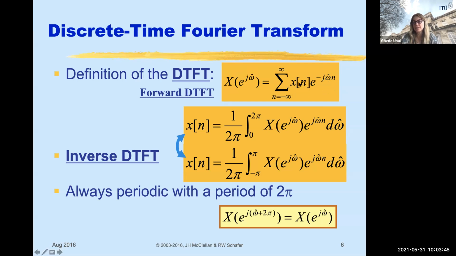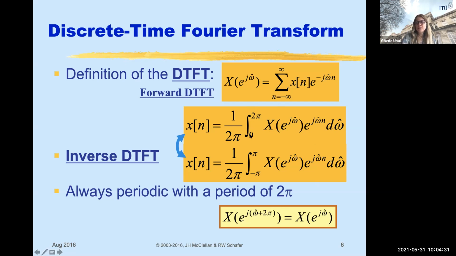You see, again, I'm projecting my signal on this basis function to find these coefficients. These are the Fourier transform coefficients. Now, the inverse discrete time Fourier transform is, again, writing the signal as a sum of, or integral of, because my omega hat is continuous here, the Fourier transform coefficients multiplied by the basis functions. Or this is really, again, a projection of the Fourier transform onto the basis functions, the inner product of X of e to the j omega hat with e to the j omega hat n, okay?